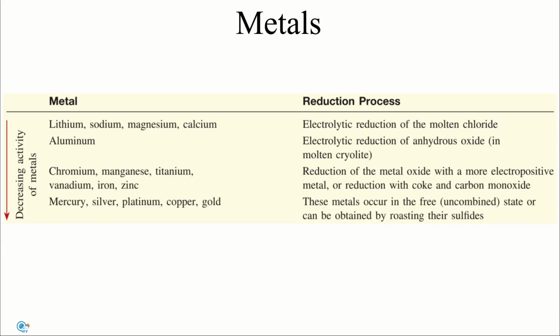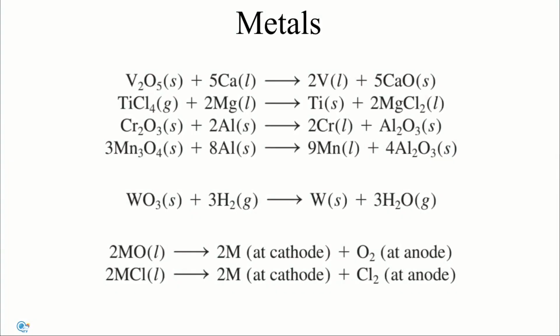Let's talk about chemical reductions. We can use a more electropositive metal as a reducing agent to separate a less electropositive metal from its compound at high temperatures. On this slide, you can see some examples. For example, reduction of vanadium, titanium, chromium, manganese by using other metals.